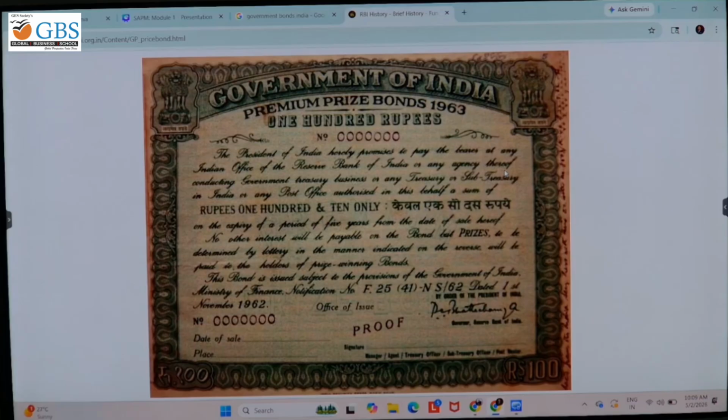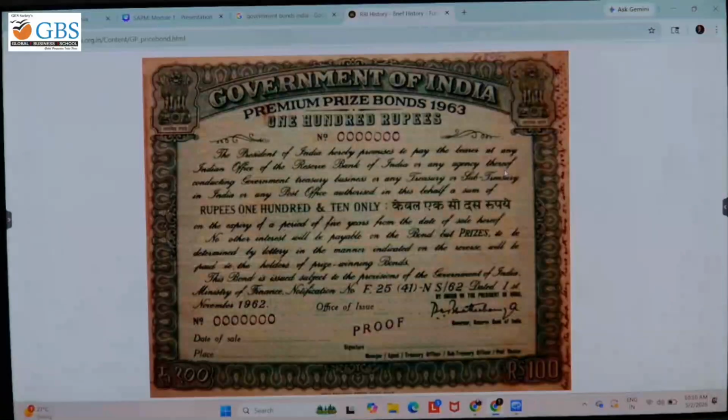Premium price bond 1963. So what is mentioned? What is the face value here? 100 rupees. What is the rate? I need to find out. It is not given. So we learnt about face value, right? So 3 things will be sure on the bond. One is face value, one is rate of return, and even maturity date, expiry date. Anyhow, it is not there in this, but the example which Uzma got, the maturity date was 30 years.